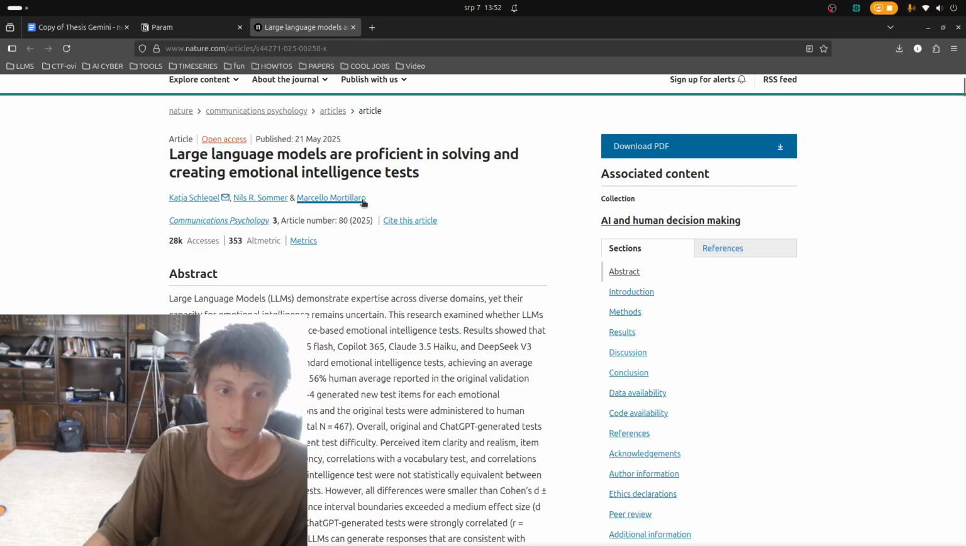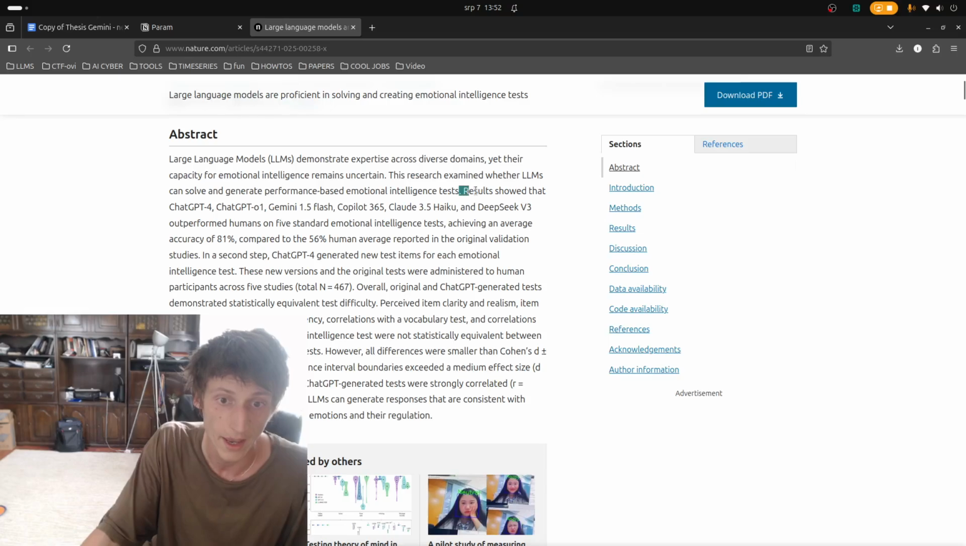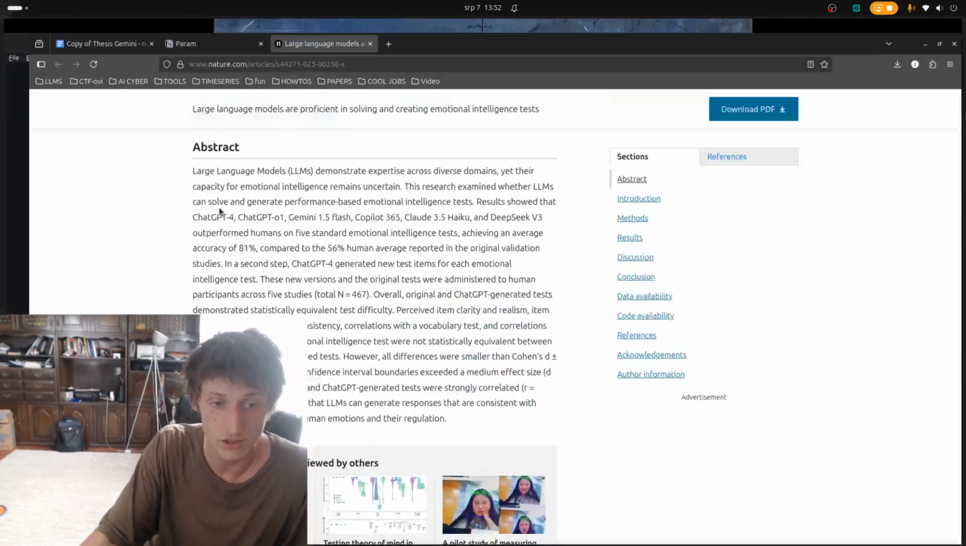The title of the paper is Large Language Models are Proficient in Solving and Creating Emotional Intelligence Tests. The results show that ChatGPT and Gemini outperformed humans on 5 standard emotional intelligence tests, achieving an average accuracy of 81% compared to 56% for the human average.